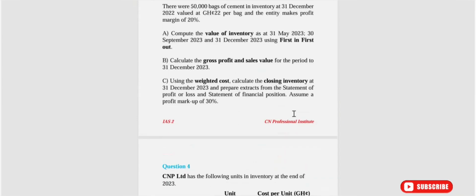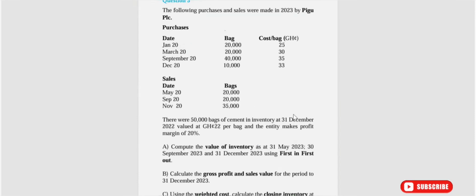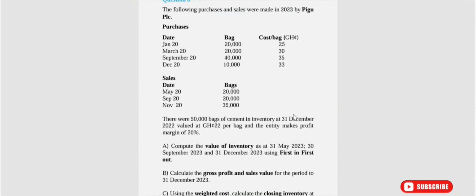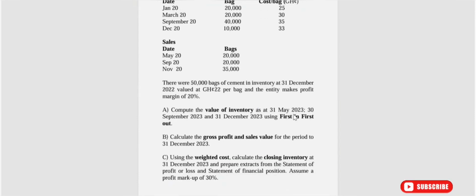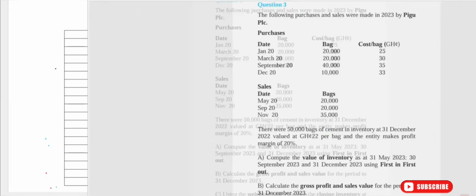This question is similar to the others we have solved, but this one has opening inventory, and then we have some margins and markups embedded in it, right? So it's like a combination of different areas that we have to look at. So this is the question. Let me split the screen so that we can start solving.